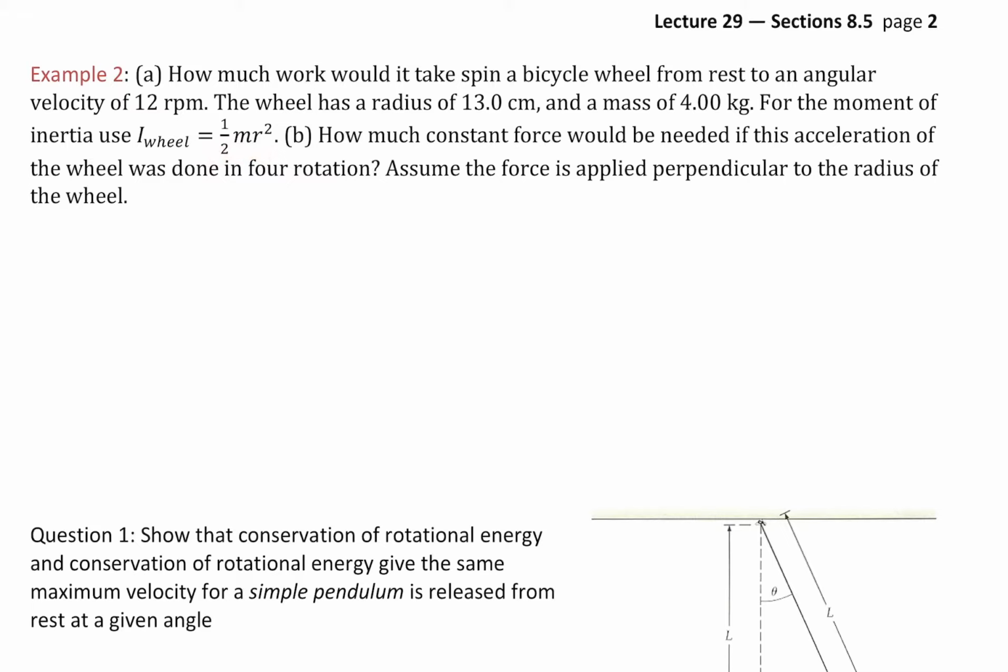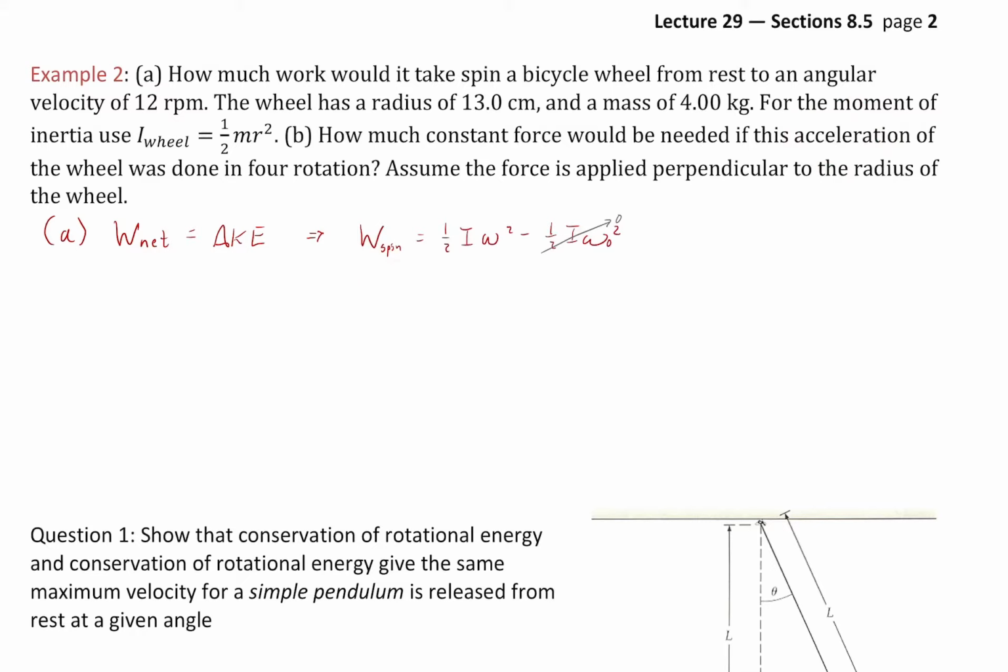How much constant force would be needed if this acceleration of the wheel was done in 4 rotations, and assume the force is applied perpendicular to the radius of the wheel. So there we're specifically told that torque is just going to be force times radius. Here we have the work-kinetic energy principle. So net work equals delta K. And here there is indeed a change in kinetic energy because after all, there was a lot of mention of acceleration.